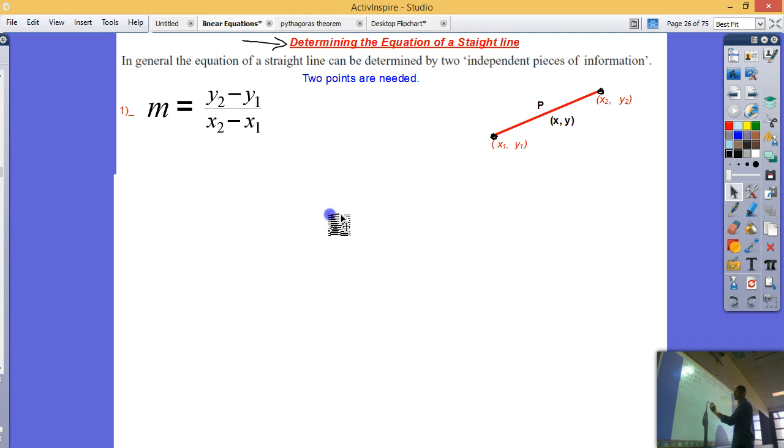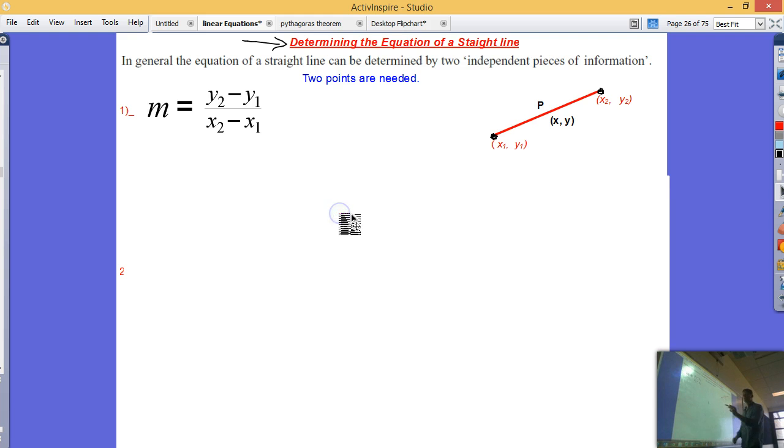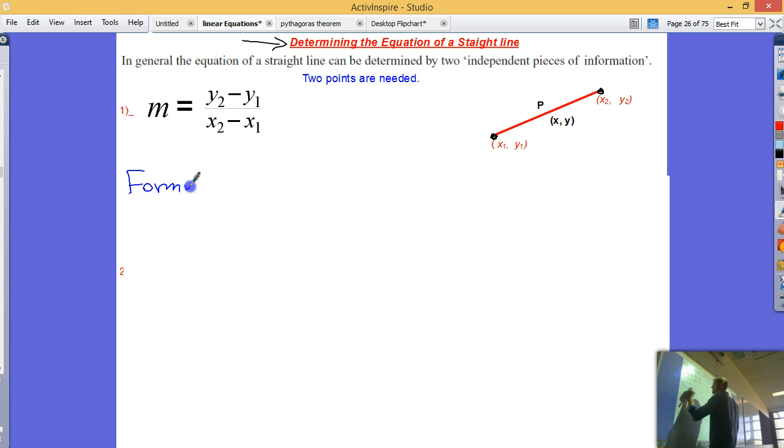Once we've got that gradient, then what we're going to do now is use that gradient value and put it in a formula. So let me show you how we're going to come up with this formula for a straight line. Equation of a straight line.